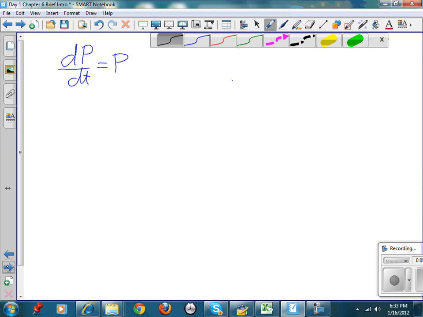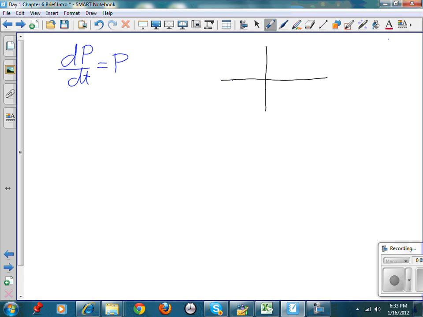Okay, now let's look at another one. Here's a particular differential equation. It's a simple one, and it says here that the change in P, my population, with respect to time, dP/dt, is equal to P. And let's do a little drawing of this and think if we can figure out what could go on here.